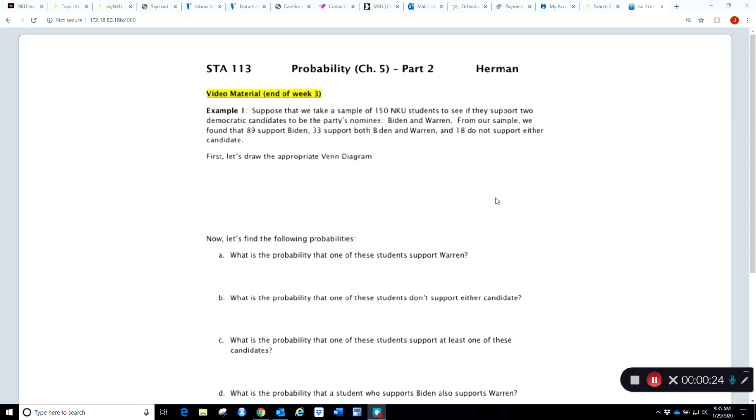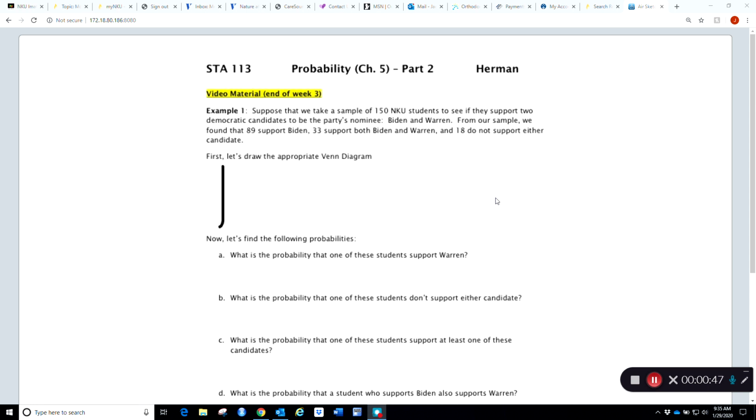So in this first example, we're looking at taking a sample of 150 NKU students. We're trying to see if they support two of the Democratic candidates that are going after being the party's nomination for this election, Biden and Warren. From our sample, we found that 89 support Biden, 33 support both Biden and Warren, and 18 do not support either candidate. So we're going to first start by drawing the diagram.